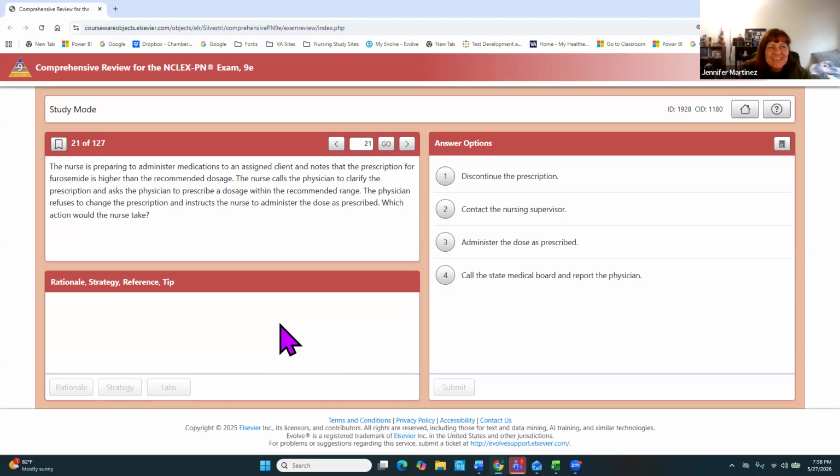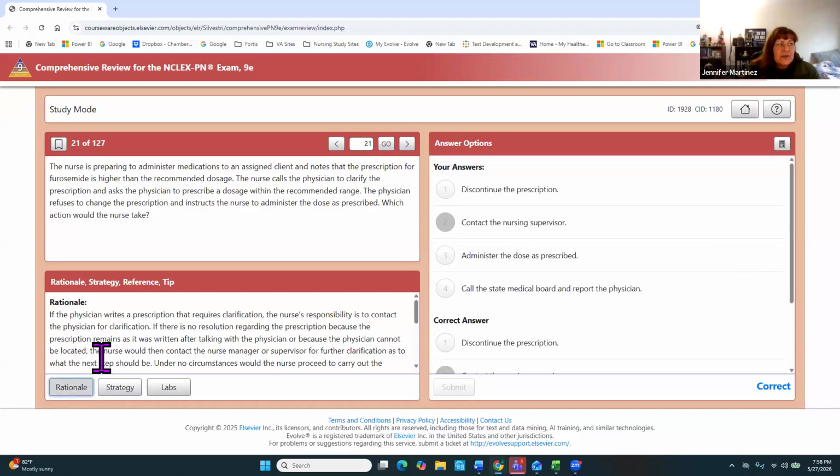So 1, discontinue the prescription. 2, contact the nursing supervisor. 3, administer the dose as prescribed. Or 4, call the state medical board and report the physician. All right, everybody's got 2.